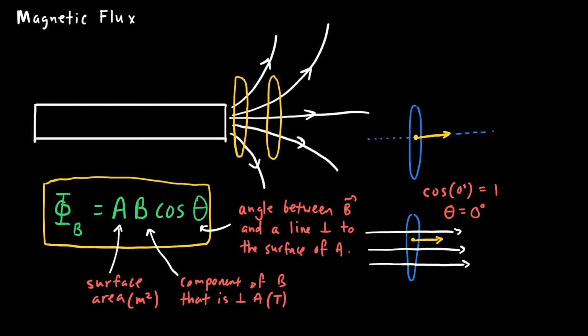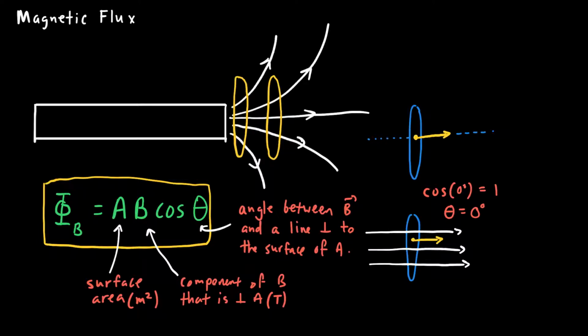And then if B were at some angle relative to the loop, then we wouldn't get as much flux, and the cosine term would allow us to get the correct amount of flux going through the loop. Okay? And so the magnetic flux is defined in this way with this equation, and the angle is something that's really important and tricky to understand, but hopefully that picture helps.